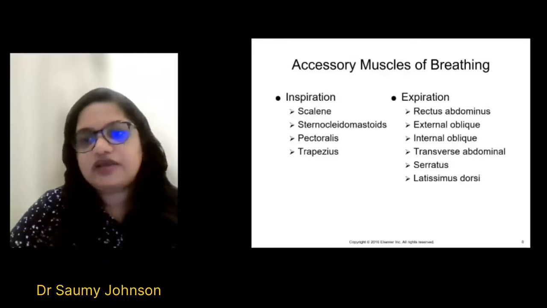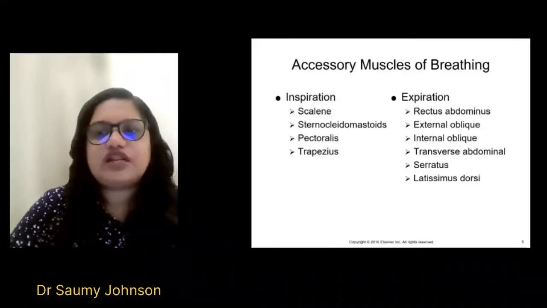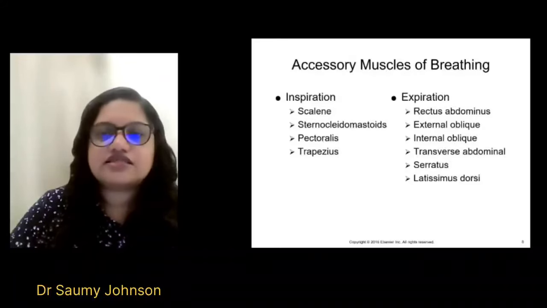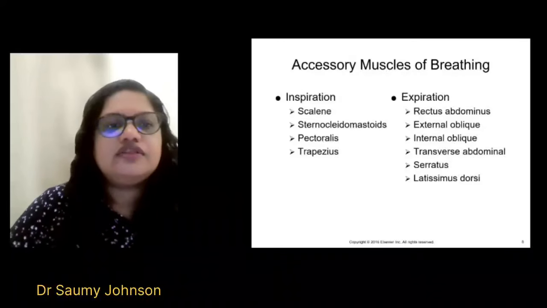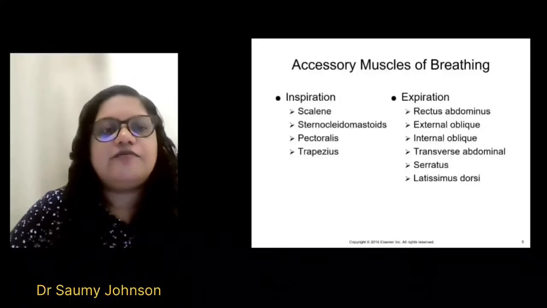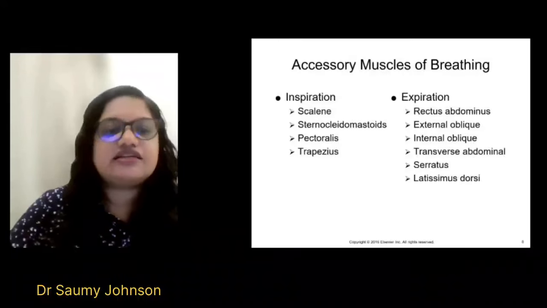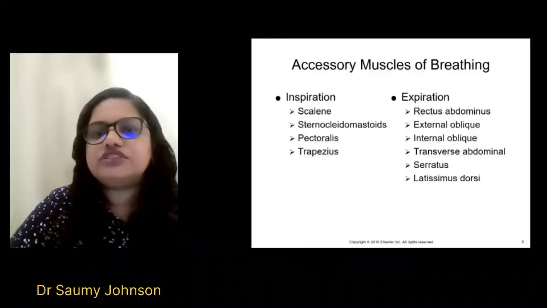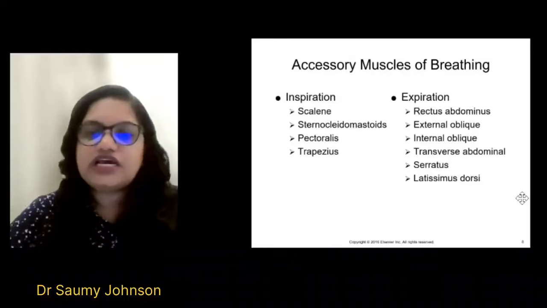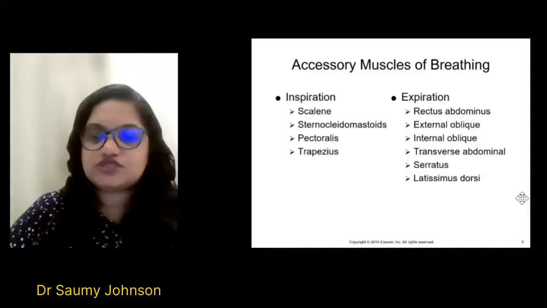Now, apart from the primary respiratory muscles such as the diaphragm, patients with respiratory distress use accessory muscles of breathing. What are these muscles? For inspiration, they use the scalene, sternocleidomastoids, pectoralis, and trapezius. For expiration, we use the rectus abdominis, external oblique, internal oblique, transverse abdominal muscles, serratus muscle, and latissimus dorsi.